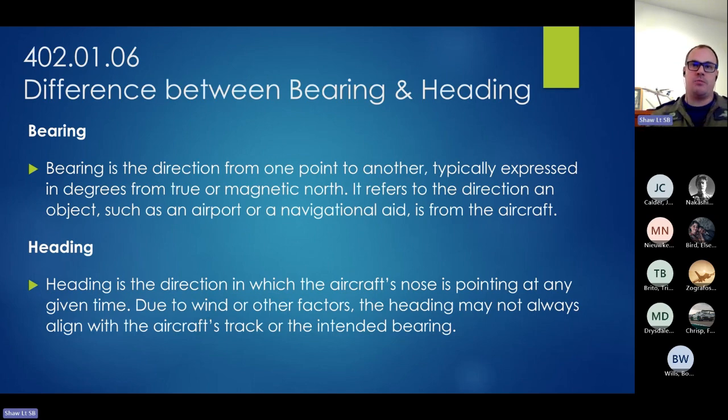Heading is the direction in which the aircraft's nose is pointing at any given time. Due to wind or other factors, the heading may not always align with the aircraft's track or the intended bearing. The aircraft's track almost never aligns with the intended bearing. For those of you who are sailors or have watched sailing, it's very similar to a sailboat: you have to turn into the wind a little bit in order to sail the direction you actually want to cover over the water. Same thing with airplanes. We have to turn into the wind a little bit in order to track the direction that we actually want to go.